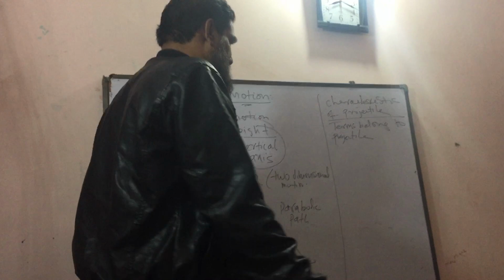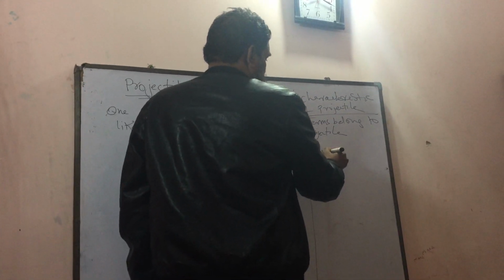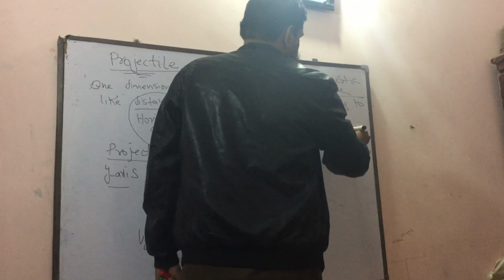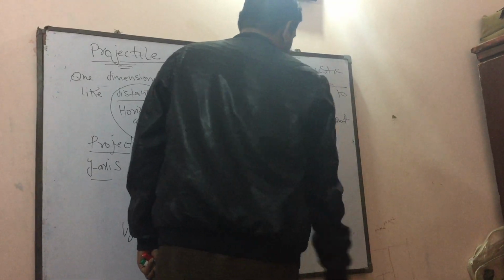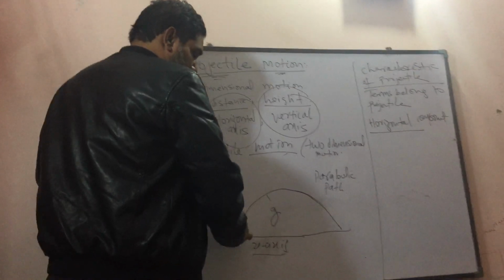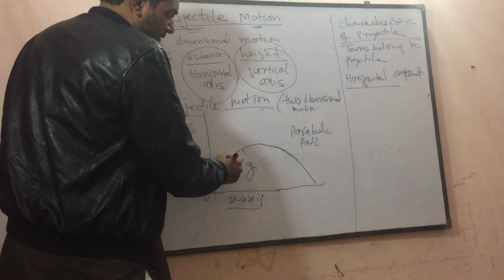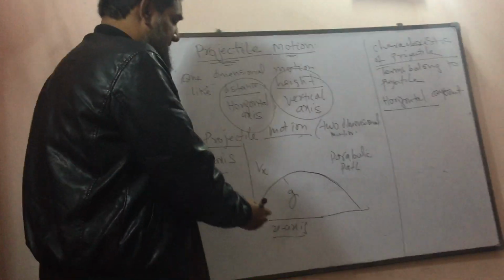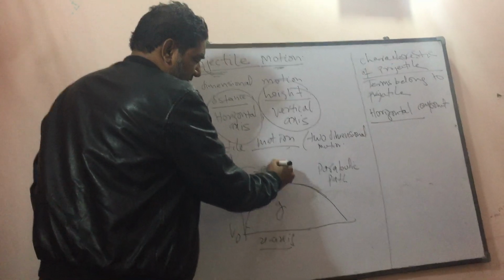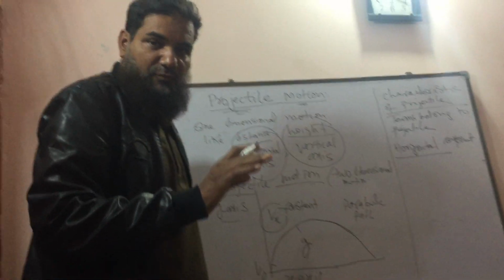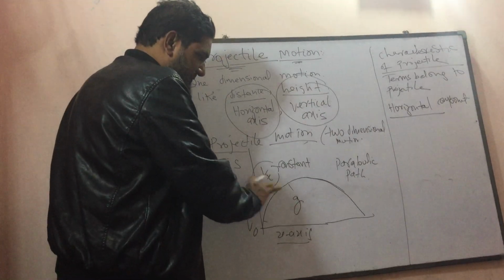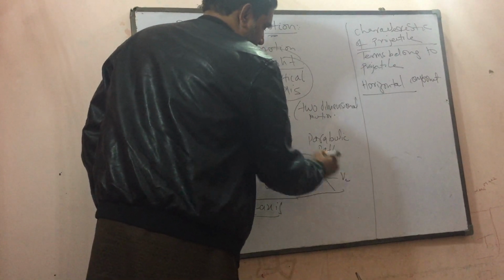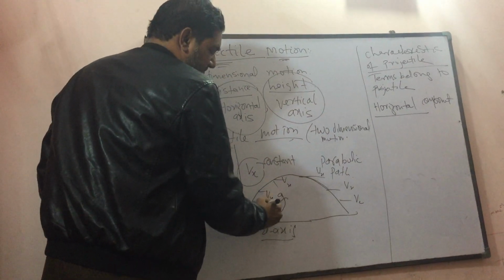Okay? What are the terms? There are two types of terms belonging to projectile: horizontal terms, the horizontal component. When an object moves on a parabolic path, the projectile path, it involves a horizontal component of velocity Vx. This Vx remains constant during the movement. There is no change. Throughout the movement, horizontal velocity Vx remains constant. There is no change in Vx.